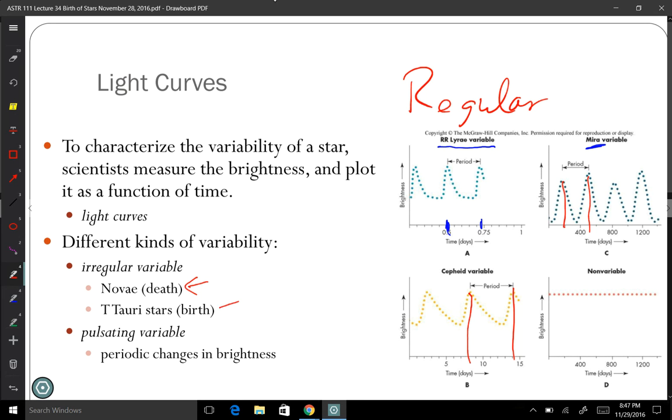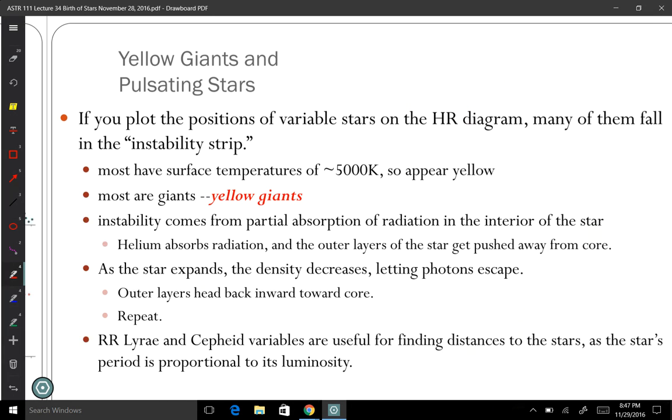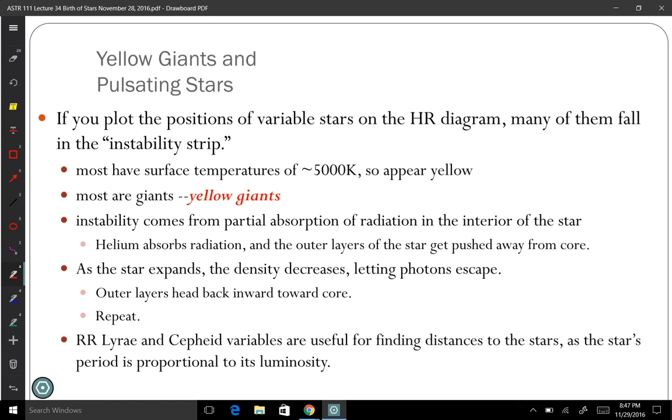T Tauri stars, that's named after T, so it came earlier than RR in the sequence, in the Taurus constellation, are actually stars that are unstable as they're being born. So they've started fusion, but they haven't reached equilibrium. They're going like this. So let's look at how this occurs.